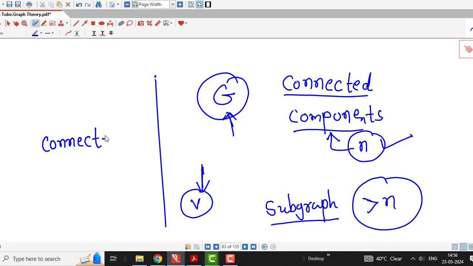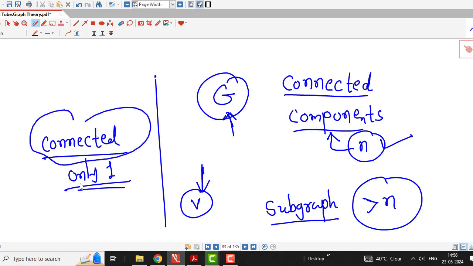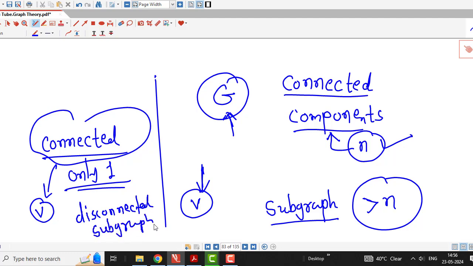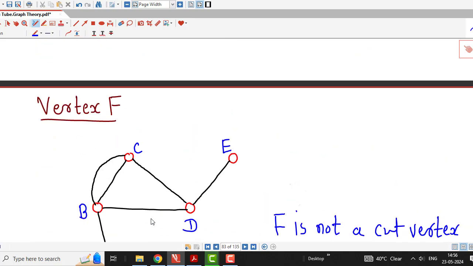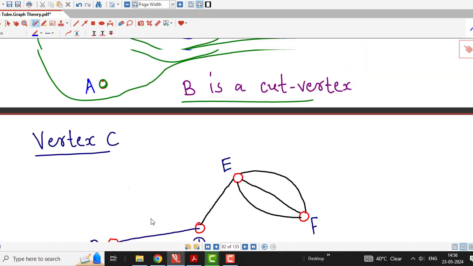And for a connected graph it is very easy, because a connected graph has only one connected component, the graph itself. So if after removing vertex V the graph produces a disconnected subgraph, then we can say that V is a cut vertex. So this was about this question asked in the GTU Winter 2022 exam.